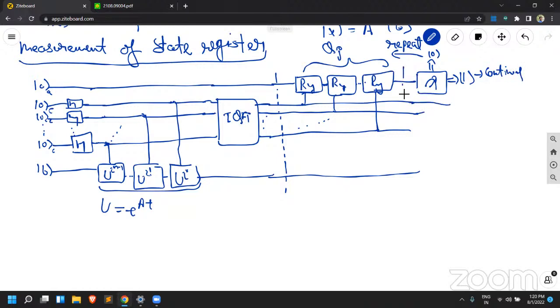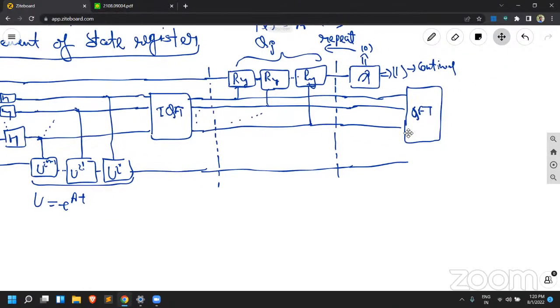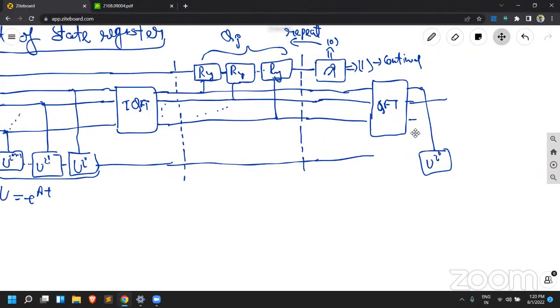Okay, so then there comes the third part. For this third part, I'll just write the inverse of what I wrote earlier. So over here, you are going to perform the quantum Fourier transform, which is the inverse of the inverse quantum Fourier transform, right? Then followed by this, we are going to perform control rotations. Now this will start with the first one, U to the power 2^0. Then, I'll just draw it.